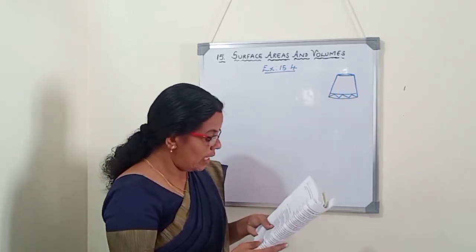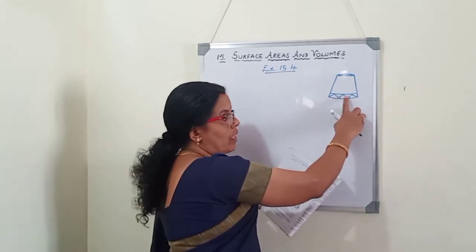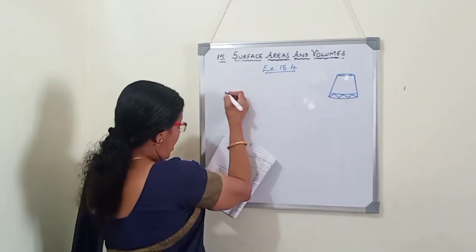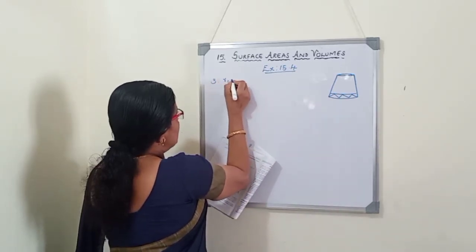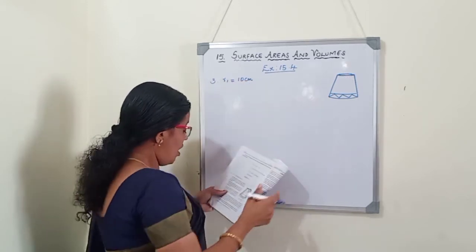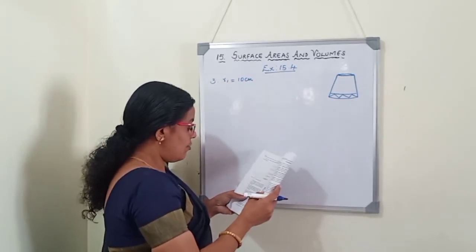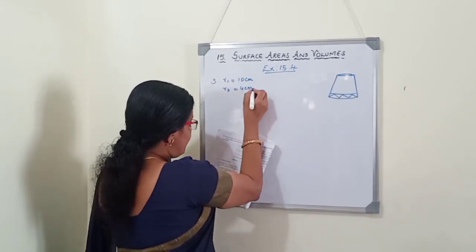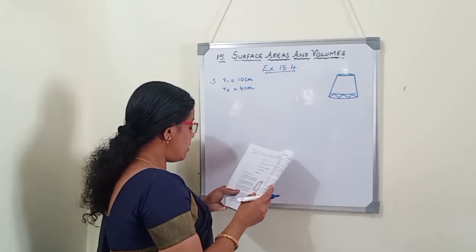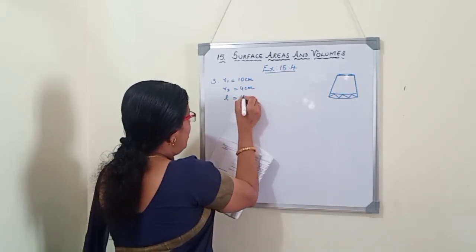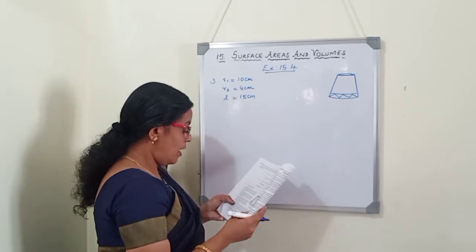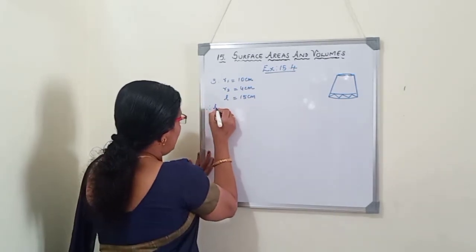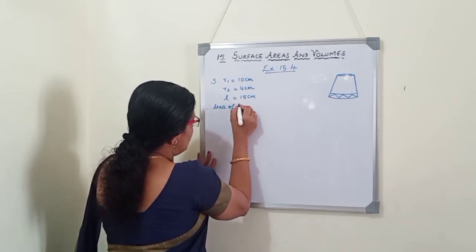It is given that the radius on the open side, so this part we will keep on the head. So this is the open side. Their radius is 10 centimeter. So we will write R1 equals bigger radius 10 centimeter. And the radius of the upper base is 4 centimeter. So R2 is 4 centimeter. And its slant height is 15 centimeter. L is 15 centimeter. We have to find the area of the material used for making it. Therefore, area of the material used.